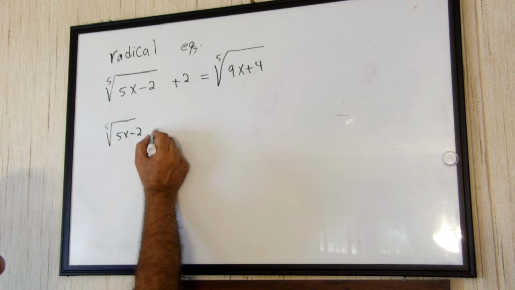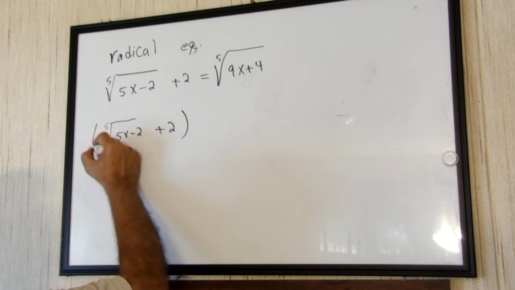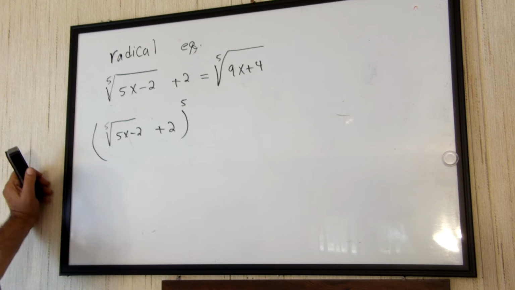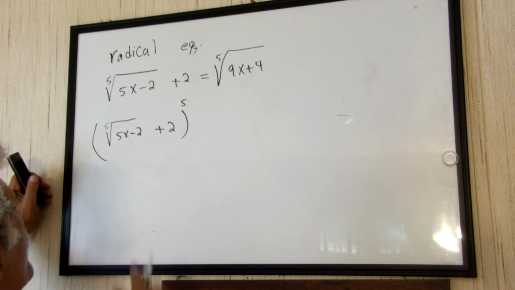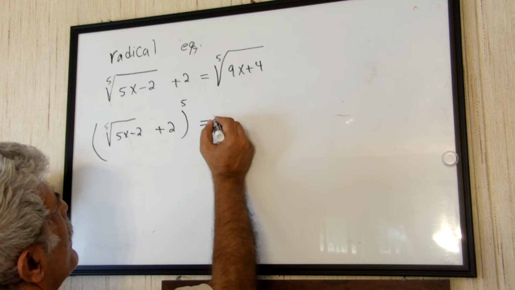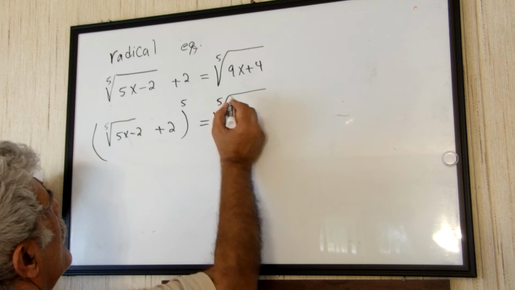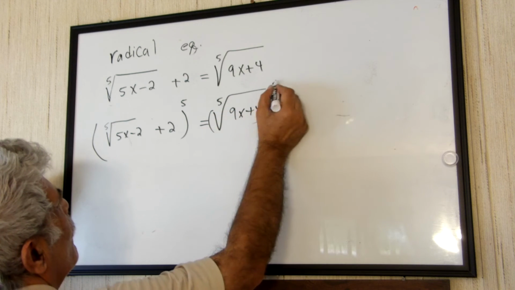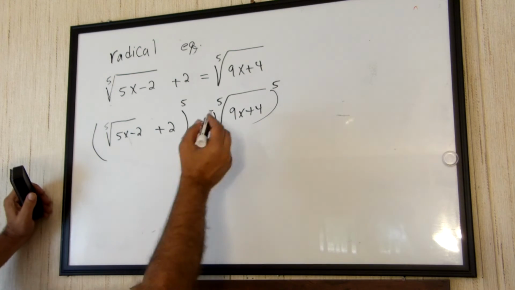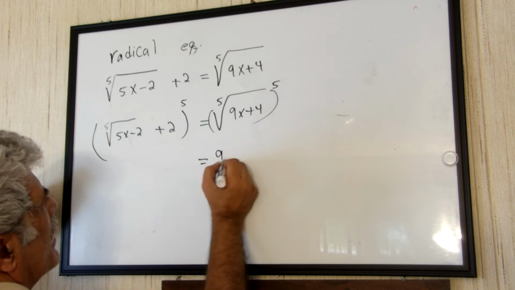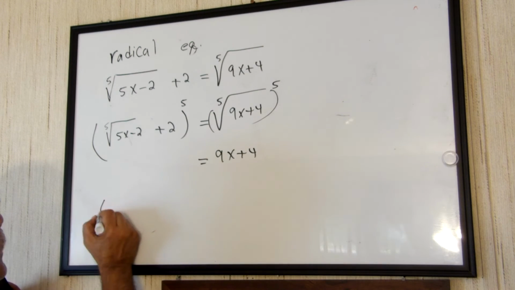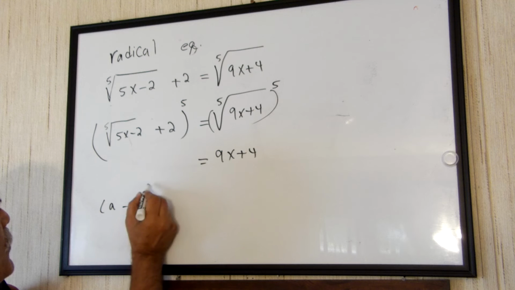5x minus 2 plus 2, both of them are going to be raised to the power of 2. And here we raise 9x plus 4 to the power of 2. So this one is going to be eliminated, it's going to be 9x plus 4. But this one is different. See, remember that we had a plus b to the power of 2.